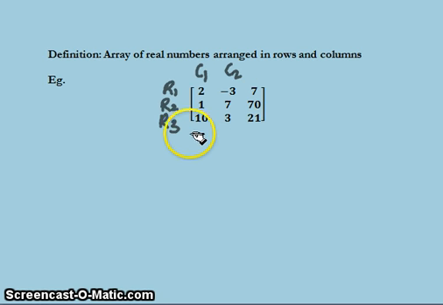Thus, in this given matrix, we have 3 rows and 3 columns. Therefore, it has 9 elements in total, and the elements inside these two vertical brackets are known as the elements of a matrix.